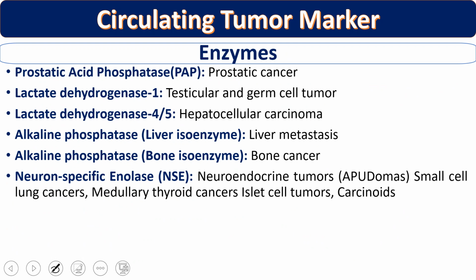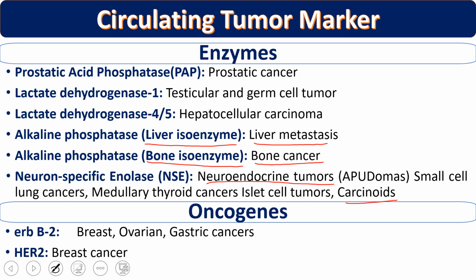LDH, we are having different types of LDH isoenzymes. So LDH1 isoenzyme increases in case of testicular or germ cell tumors, whereas LDH4 or 5 normally increases in case of hepatocellular carcinoma, liver cancers. Similarly, alkaline phosphatase also has two specific isoenzymes. Alkaline phosphatase liver isoenzyme increases in case of liver metastasis, whereas alkaline phosphatase bone isoenzyme normally increases in case of bone cancers. Next is neuron specific enolase, NSE, that normally increases in case of carcinoids or neuroendocrine tumors mainly.